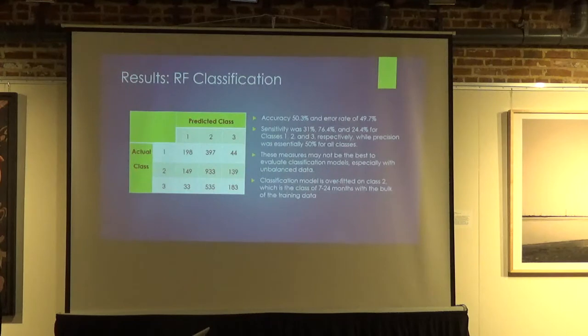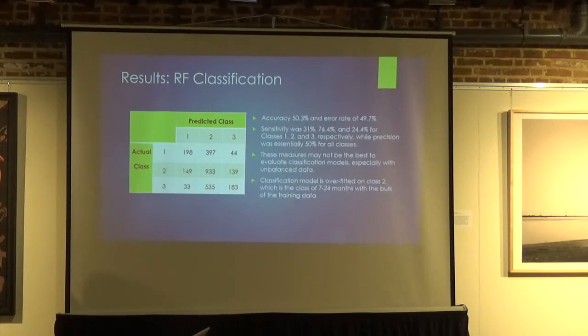So for the classification, which was done with random forests, this was essentially what's called the confusion matrix. And the overall accuracy was about 50%, and an error rate, which is the other half, of 50%. The sensitivity differed widely depending on which one of these classes we're talking about. Class 1 being the short-term survival, class 2 being the medium-term, class 3 being the case of greater than 24 months.